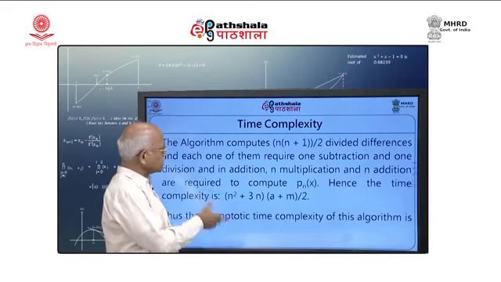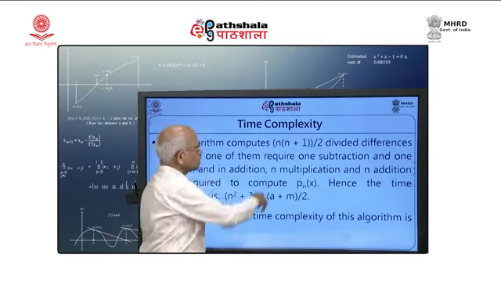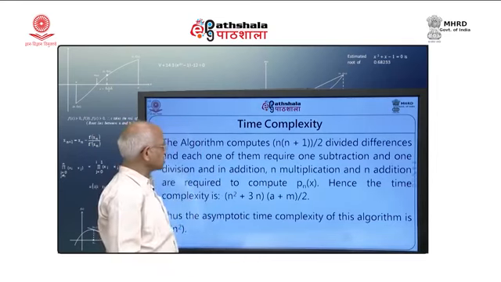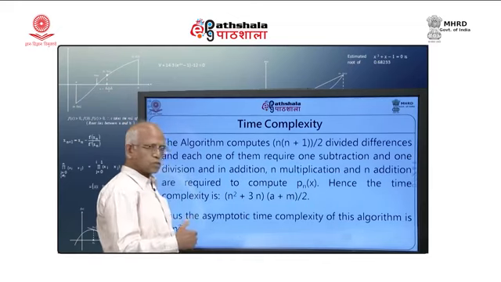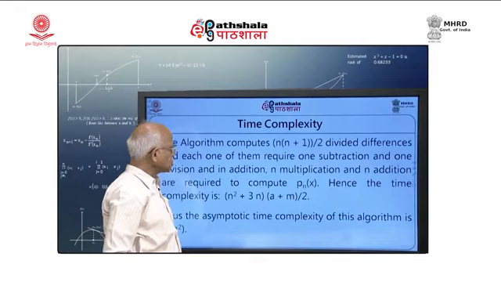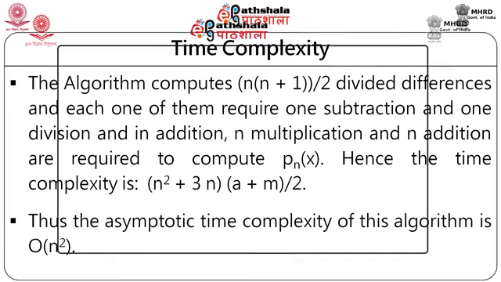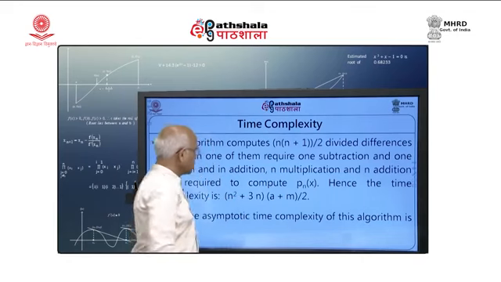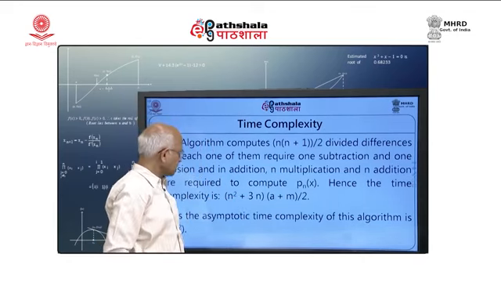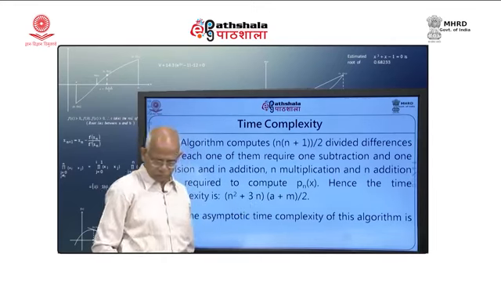Now, if you consider each divided difference, it requires one subtraction, because you have to subtract in the numerator, and one division operation. In addition, n multiplications and n additions are required to compute p n x. Hence the time required for this particular algorithm will be n square plus 3 n into a plus m by 2. Here we are considering a plus m by 2, this 2 comes from here. So, n into n square plus 3 n divided by 2 into a plus m, that is what we can say.